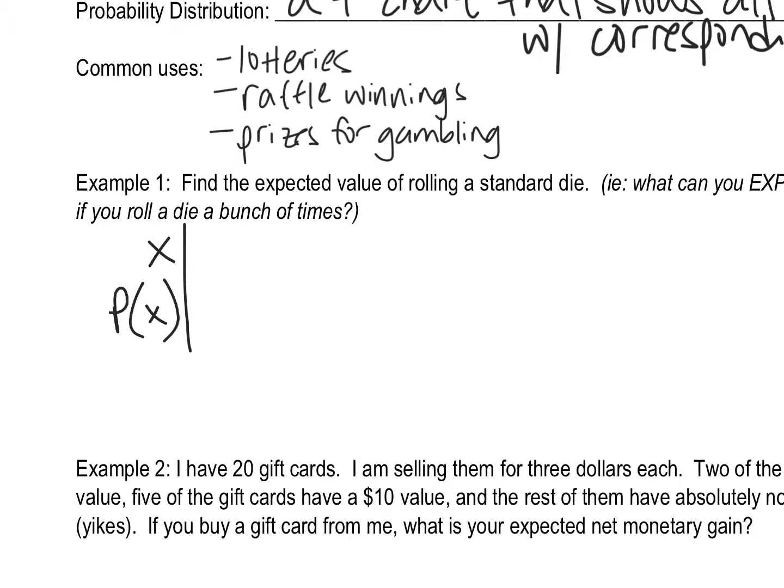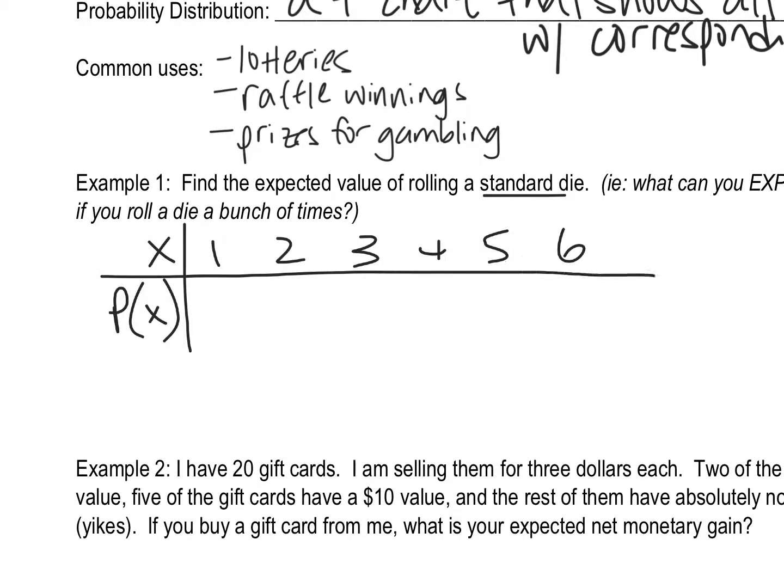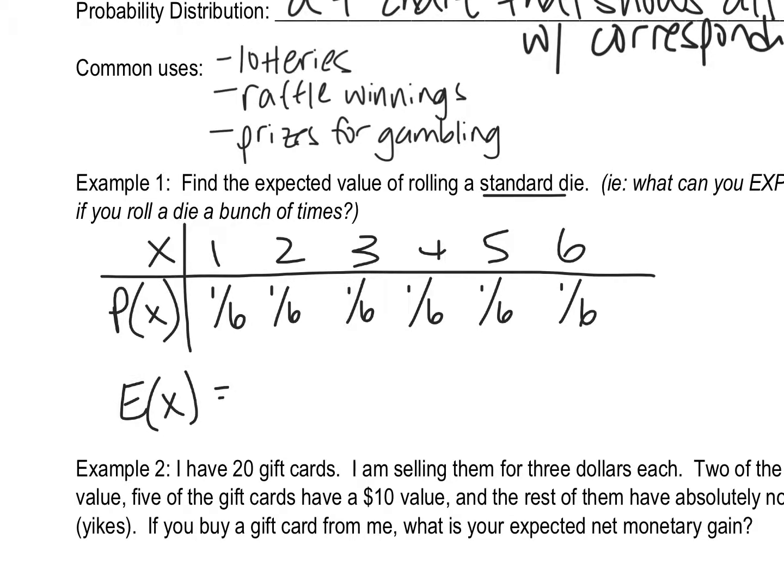And so all the different X values for rolling a die are 1 through 6. These are all my options when I roll a standard die. And so the probabilities of each of them happening is 1/6 for each of them. When you roll a die, it's not difficult to figure out all the probabilities, but to find the expected value, all you're going to do is take all of your X values and multiply by the corresponding probabilities.